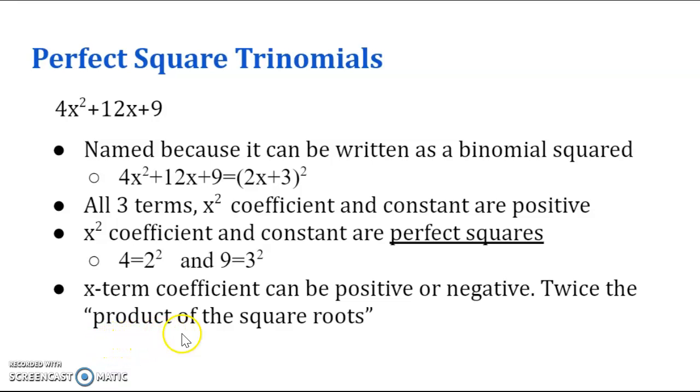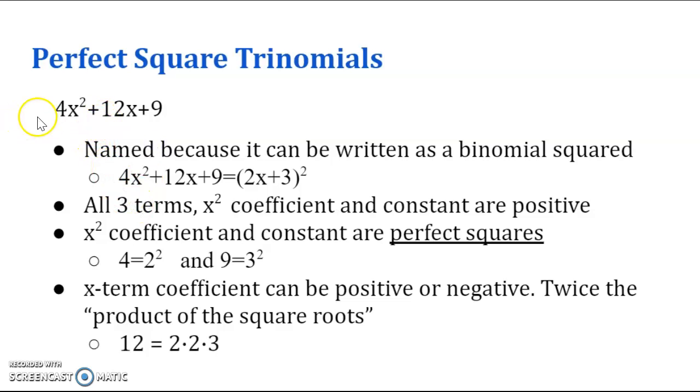The x term coefficient can be positive or negative. So the middle term can be positive or negative, okay? But it has to be twice the product of the square root of the first term and the square root of the last term. The square root of the first term is 2x. The square root of the last term is 3. 2x times 3 is 6x, and doubling that gets you 12x, and that is the pattern that you need.